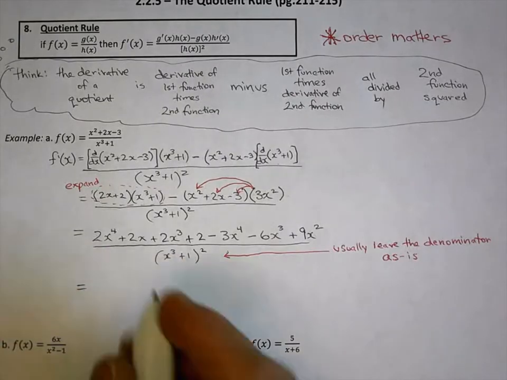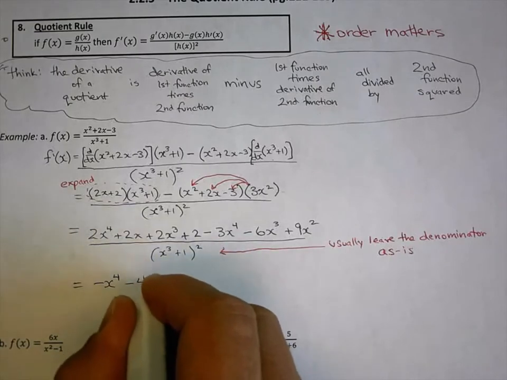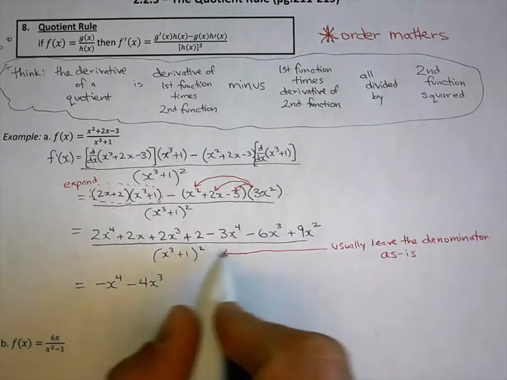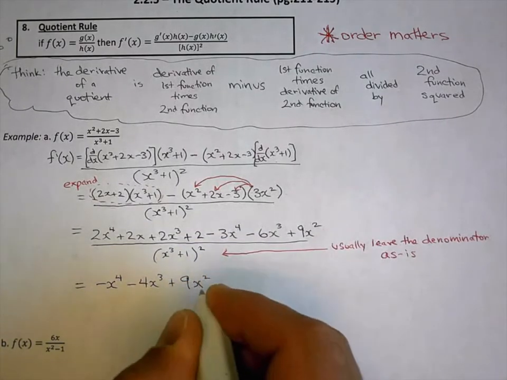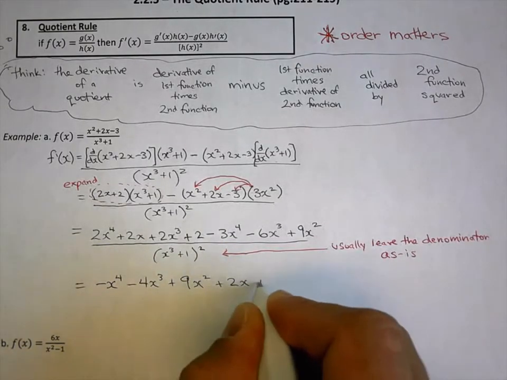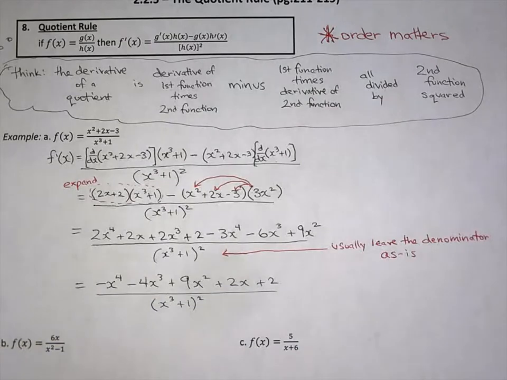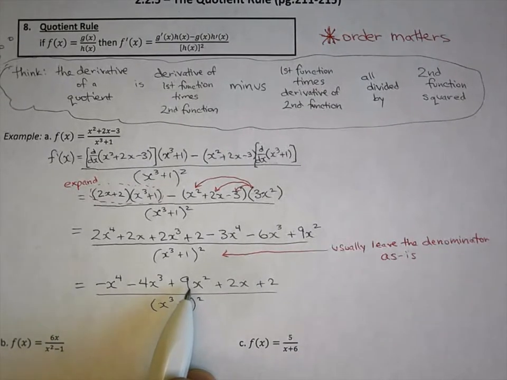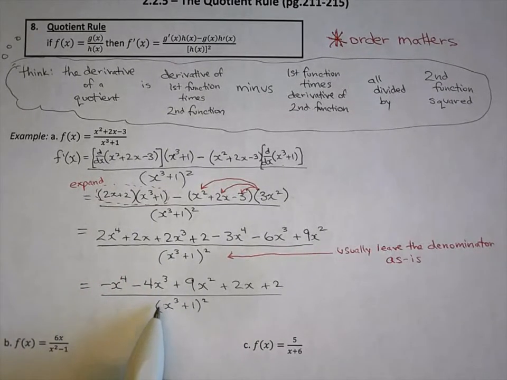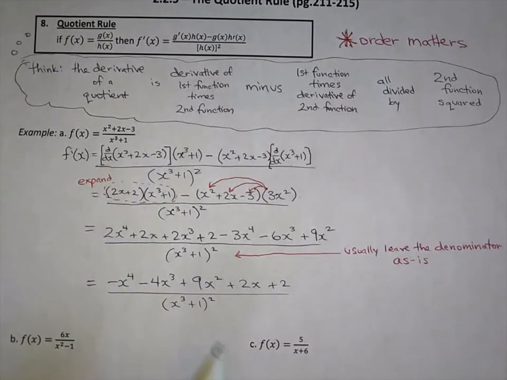So we end up with 2x squared. So we have minus x to the power of 4, 2, 3 minus, so we have minus 4x to the power of 3. We have, we're on x squared now, which is just plus 9x squared. We have 2x, and we have 2, all over x cubed plus 1 squared. And that's really it. I've collected my like terms. I'm not really going to touch the denominator, so that's it. That's done. That is my derivative. It's a complicated derivative, but that is the correct derivative. The slope of the tangent for that original function.